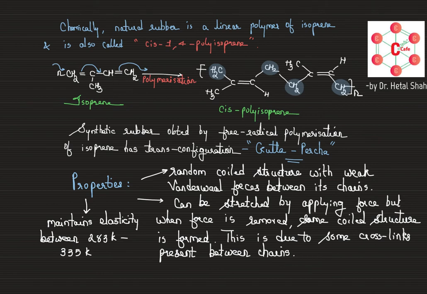So let us take up some properties. The first one, it has a random coiled structure. So the polymeric chains are in the form of random coils, and there are very weak van der Waals forces between the polymeric chains. So what happens because of this? When you apply force, these chains can be stretched, they elongate, they show elasticity, right? So when you apply force, the chains would stretch, and when the force is removed, the same coiled structure is formed again. Now, why would the same coiled structure get formed again? That's because of the presence of some crosslinks between the chains. So these polymeric chains may have some crosslinks, because of which they get retracted back to the same coiled structure.